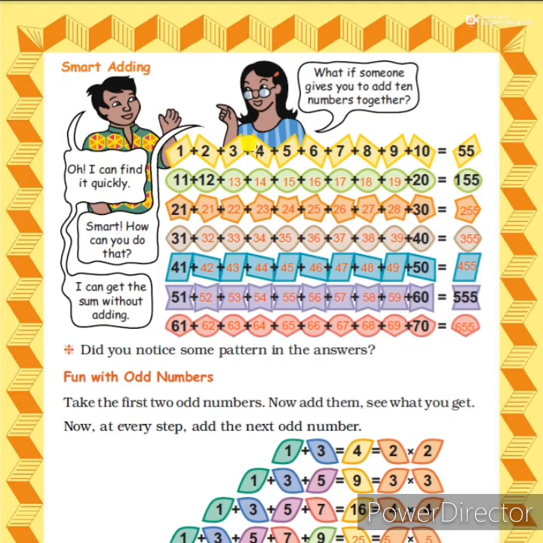Now listen to this pattern. If you observe, in the first line the numbers 1 to 10 are given, the next line 11 to 20, then 21 to 30, 31 to 40, 41 to 50 in the next line, then 51 to 60, and the last line 61 to 70. Here the first line's answer is given, 55, the total of these numbers. Now the total of the second line is given as 155. So what is the difference between these two numbers?